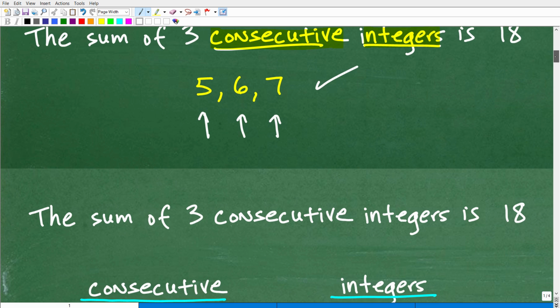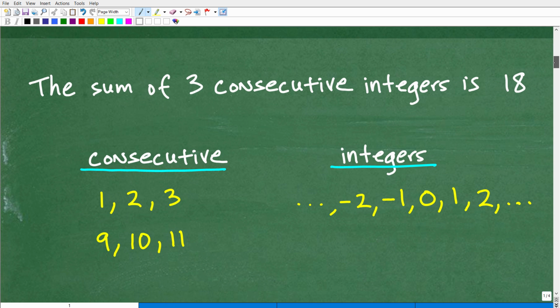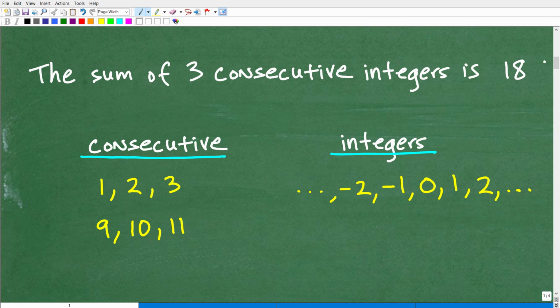But let's go ahead and take a look at these words here so we can understand the problem. All right, so the sum of three consecutive integers is 18. We need to understand consecutive and integers. We have to be very clear on what this is saying. So consecutive numbers would just be something like this: 1 and then 2 and 3.